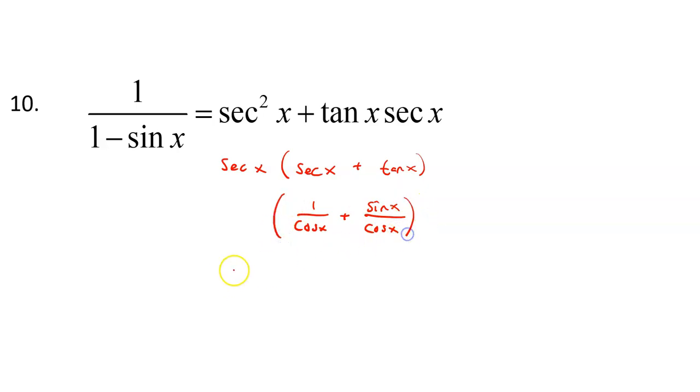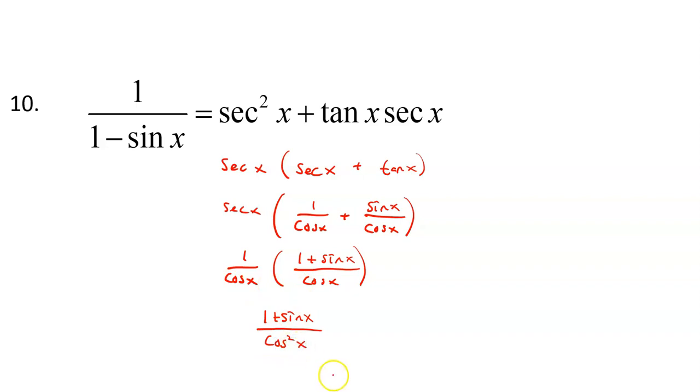And now combine those together, and you get secant x times 1 plus sine x over cosine x. But this secant x over here is really 1 over cosine of x. So just for space-saving purposes, I'm going to rewrite this as 1 over cosine x. So when I do that, multiply across the top, 1 times 1 plus sine x is obviously 1 plus sine x. On the bottom, cosine x times cosine x is cosine squared x.